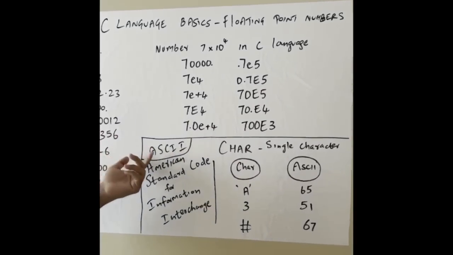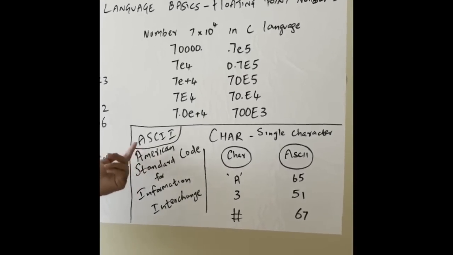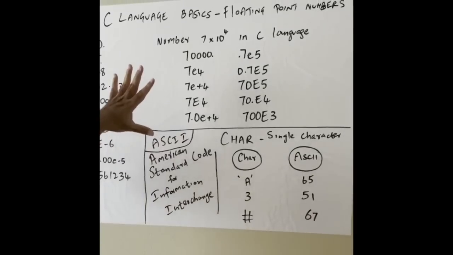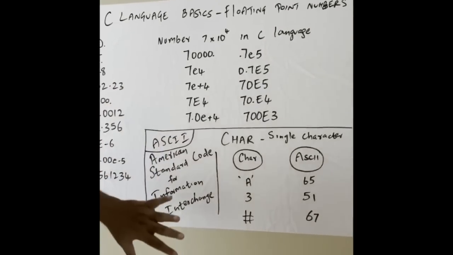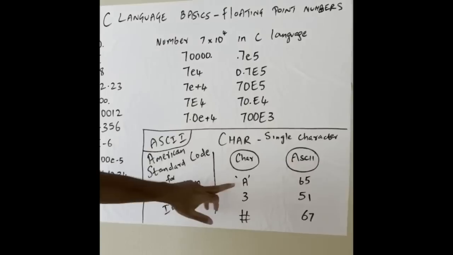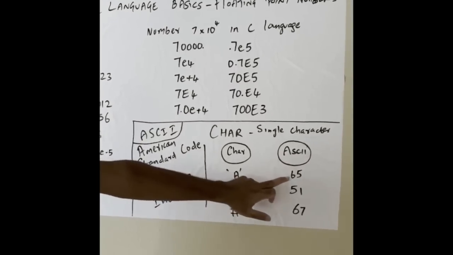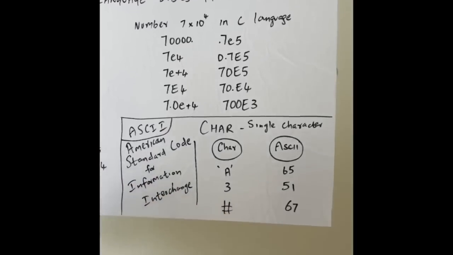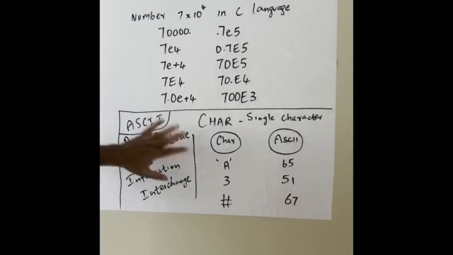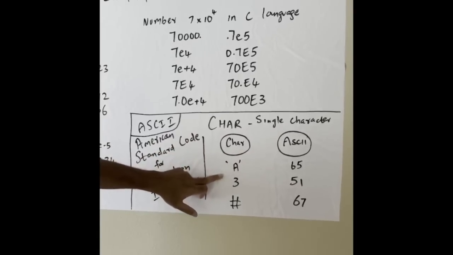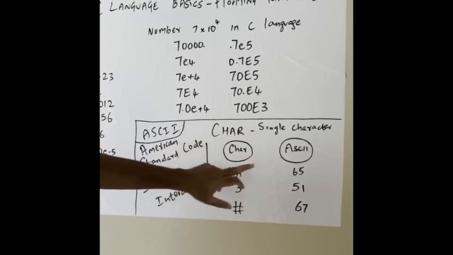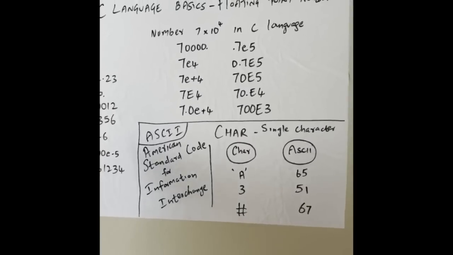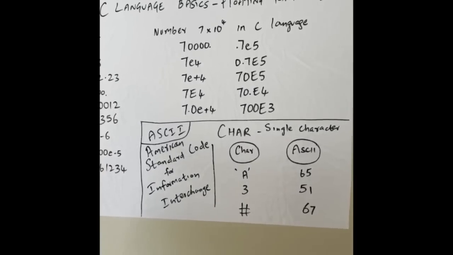Next we'll talk about ASCII. ASCII means American Standard Code for Information Interchange. All the characters and numbers are represented inside the computer. Each one has a value. When you say the character A, its ASCII value is 65. Number 3 is 51. There is a whole table of the integers or characters and the corresponding ASCII values. So this is how the data is handled in C language.